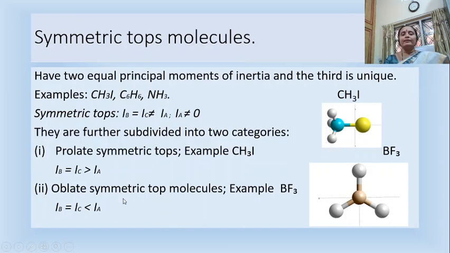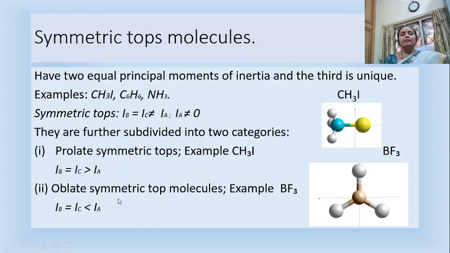And then we have oblate symmetric top molecules. An example is BF3. In prolate symmetric top molecules, IB is equal to IC, and IC is greater than IA. That is, IB is equal to IC and that is greater than the moment of inertia of A. This is a prolate symmetric top.